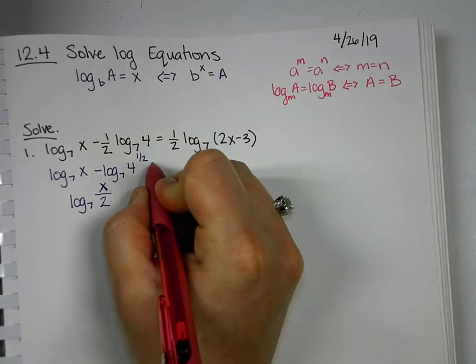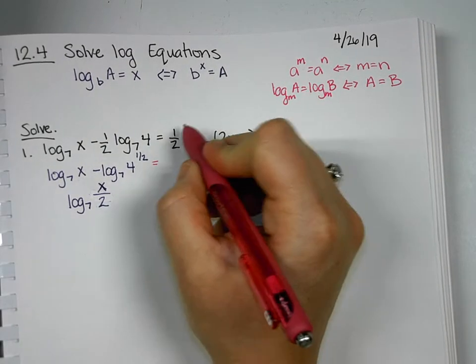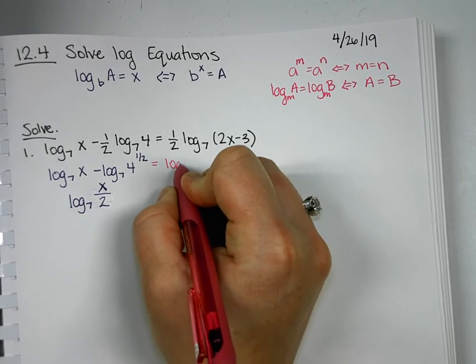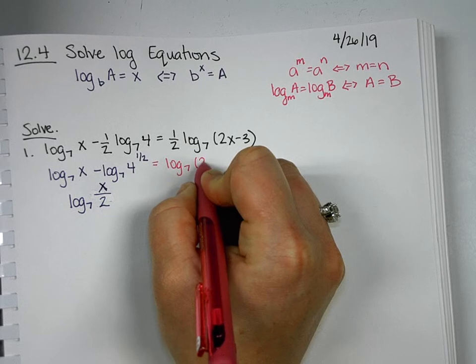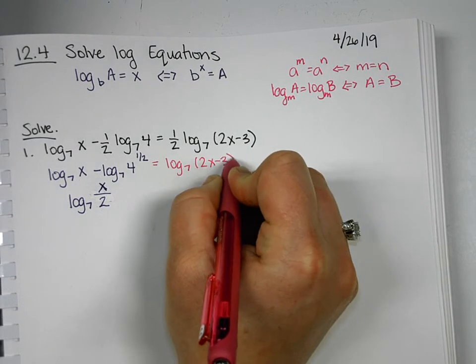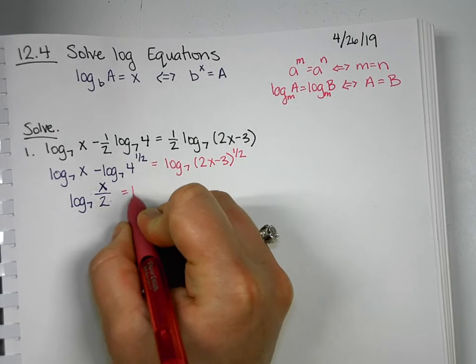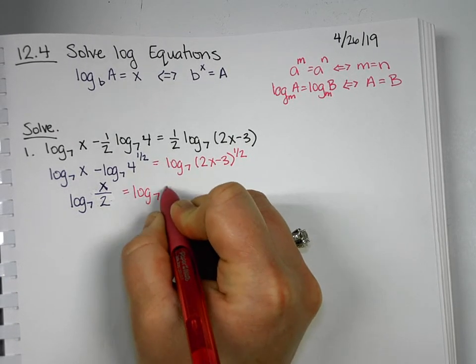Now I'm going to do the same thing on the right. This 1/2 can come in as my exponent. So log base 7 of 2x minus 3 in parentheses to the 1/2 power. And that's as far as it goes. I'm just going to copy that down here so it matches with my final step.